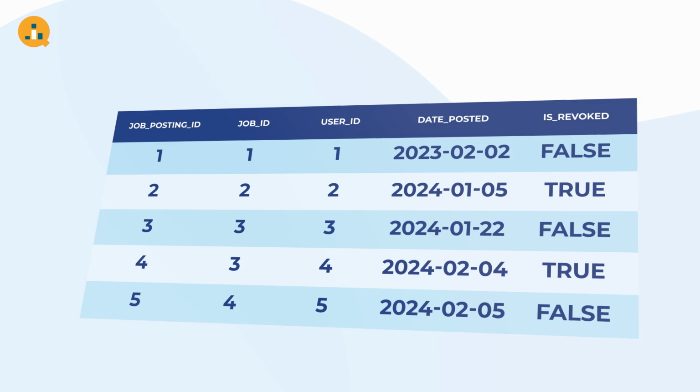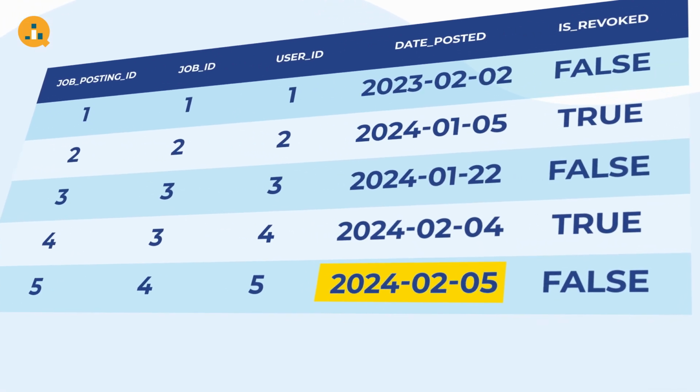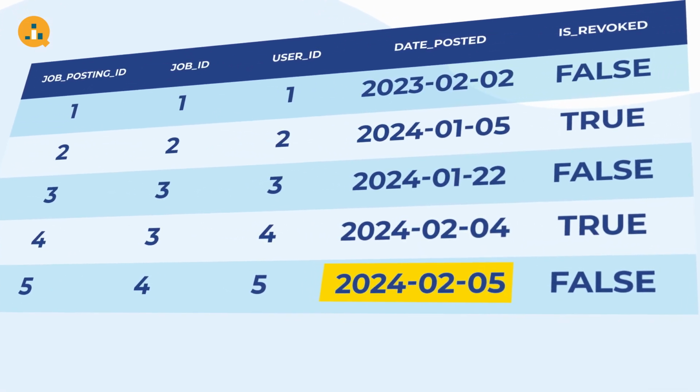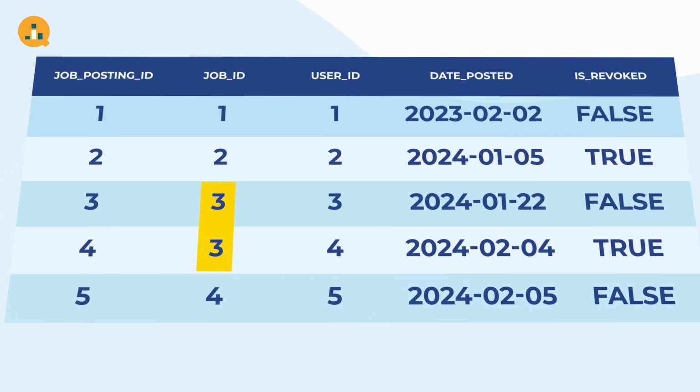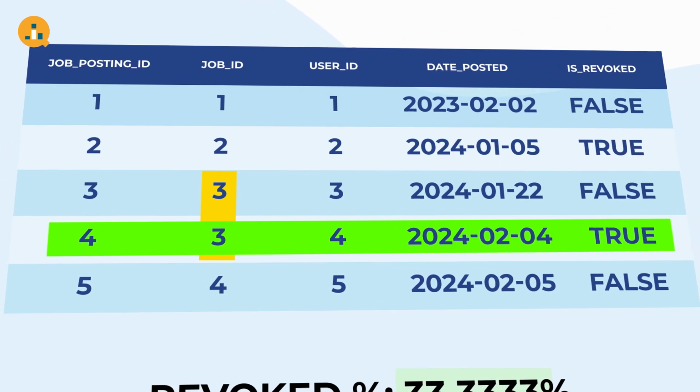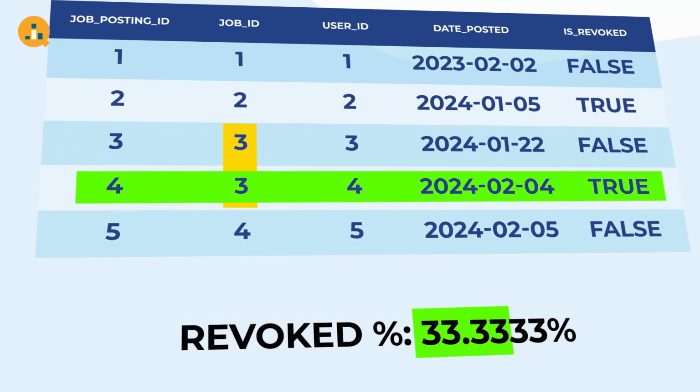To make it easier, you have a few things that you can consider. The current date can be the most recent date in the table, that means the date posted field. And when a job ID is associated with two or more job posting IDs, you can use the most recent one. And then just round it off to two decimal points.